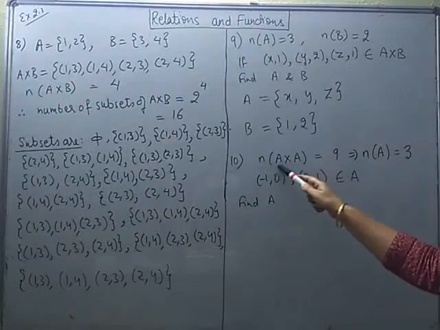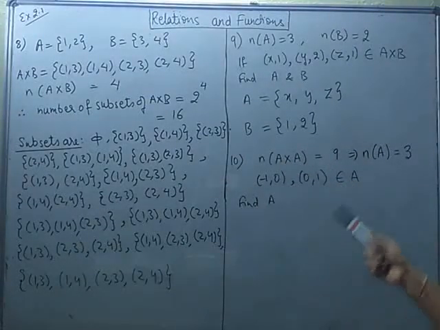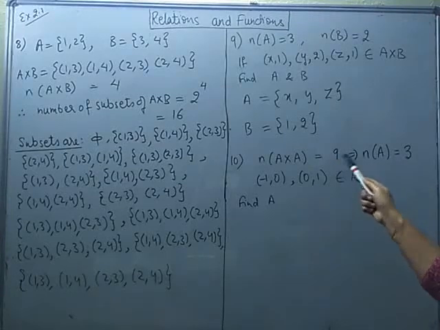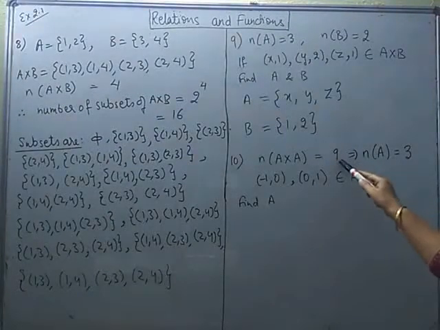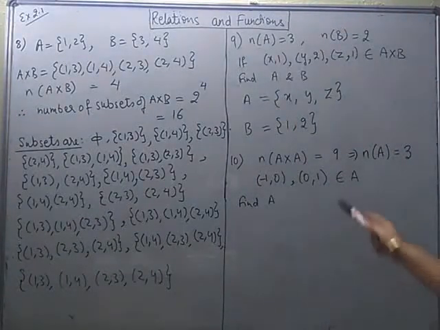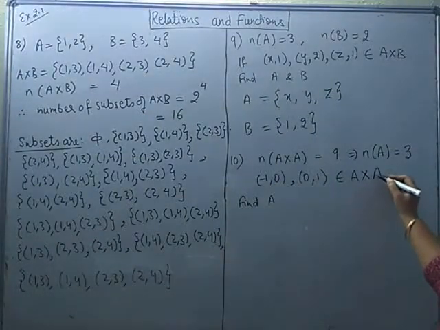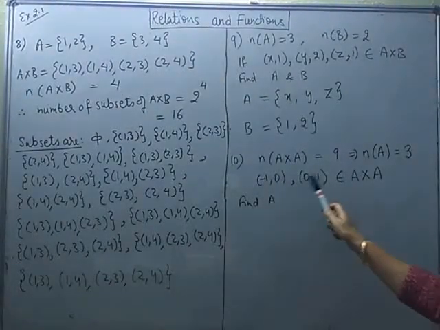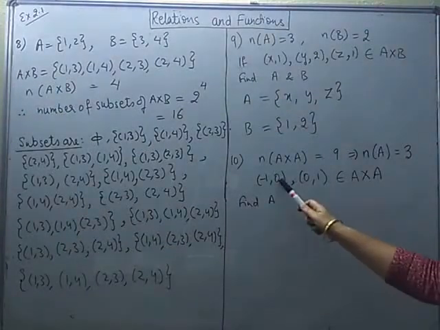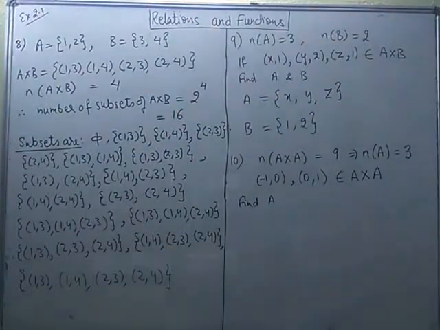First is also set A, second is also set A. So when I break 9, it should be in such a product so that both the numbers are same. So 3 cross 3. Now again 2 pairs from A cross A are given, and looking at these 2 pairs you have to define entire A. Because they are saying these 2 pairs belong to A cross A, that means the first element of the pair is also from A and the second element of the pair is also from A.